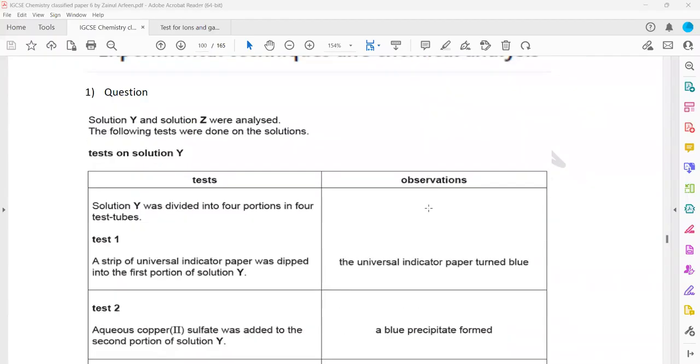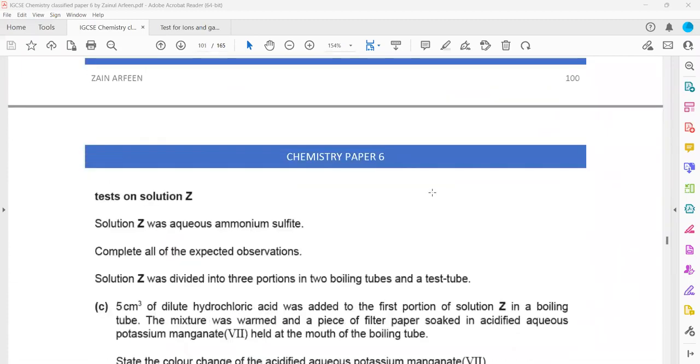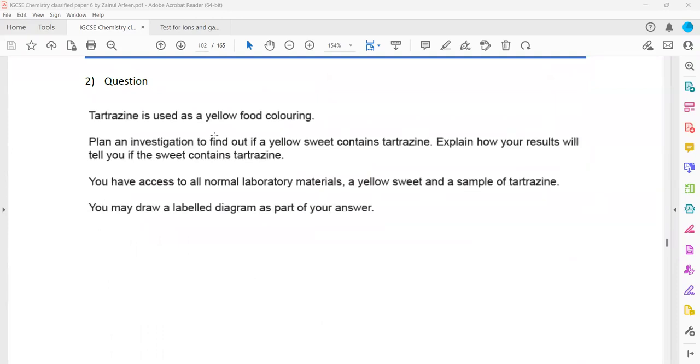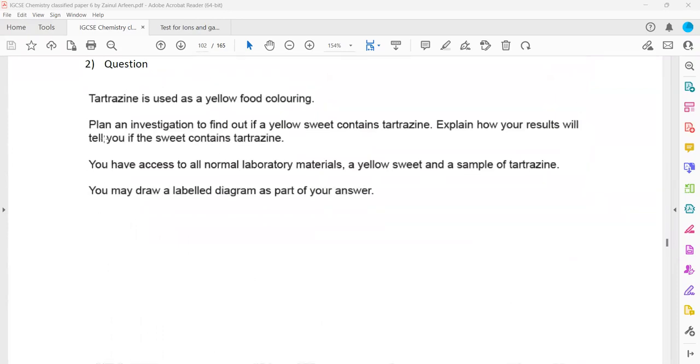The classified paper 6 topic, experimental technique. We did the first question, and the second question is planning an experiment. We have tartrazine, which is a yellow food coloring. We have to plan an investigation to find out if the yellow sweet contains tartrazine, and how your results will test if the sweet contains tartrazine.